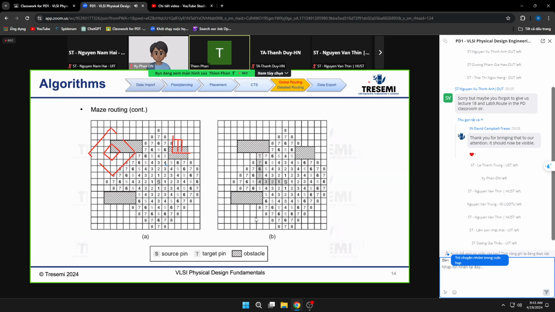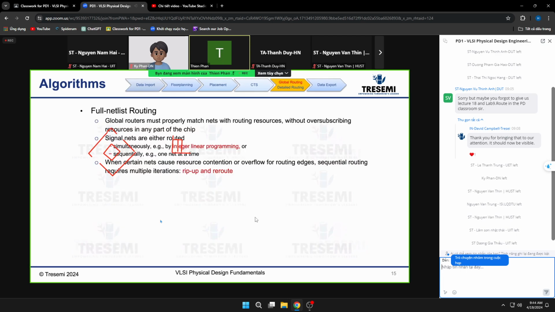Okay, let's see what else I have. Okay, so there's more, but essentially I just want to touch on two simple algorithms that you should be aware of. Okay, let me clear the.